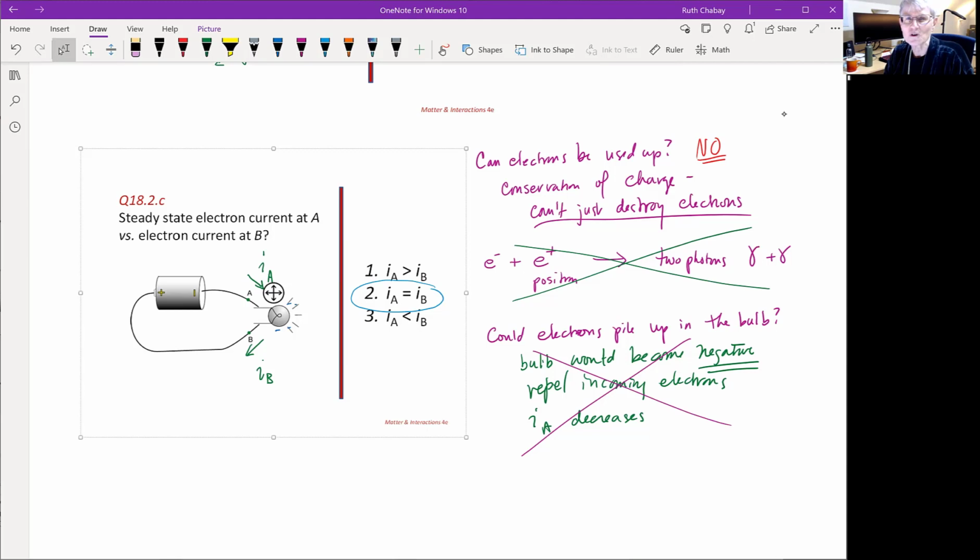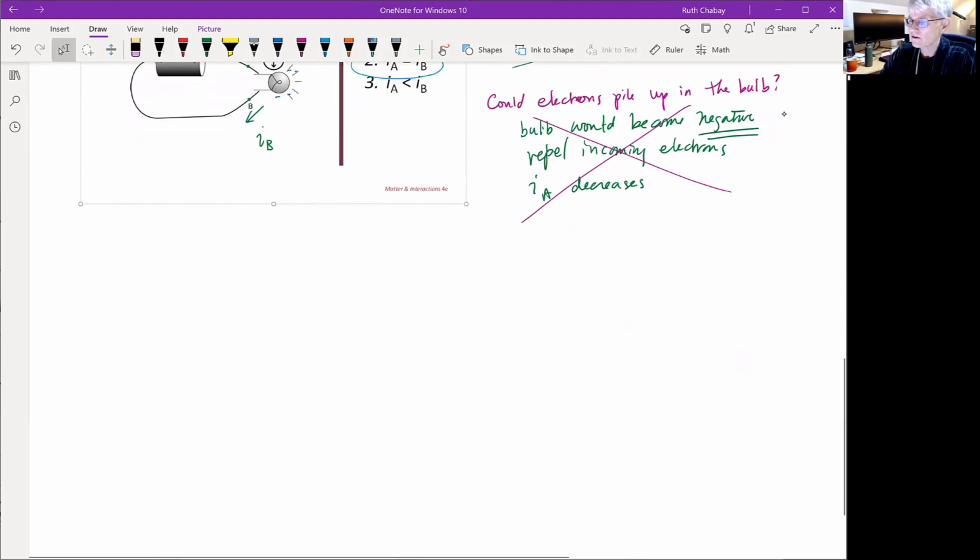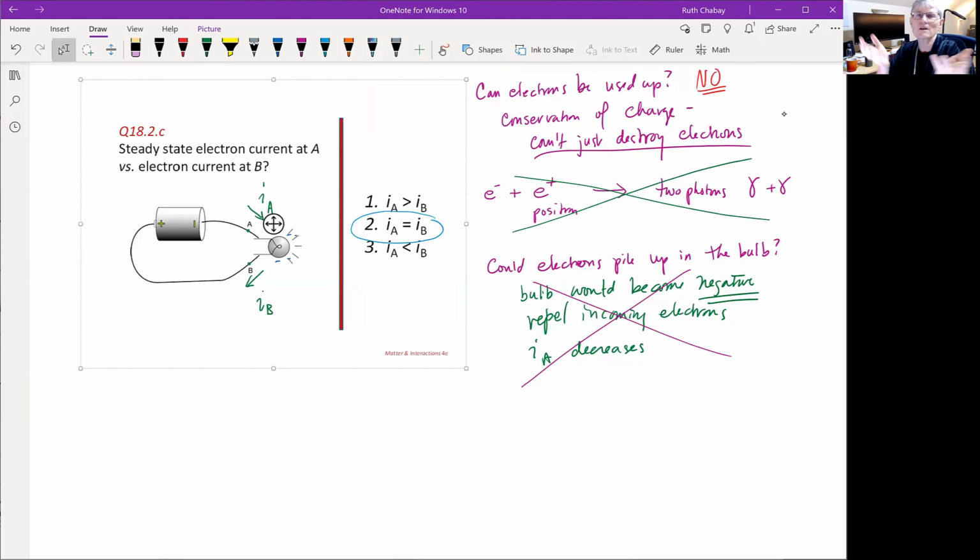So what's happening actually is that it's clear there's something happening in the bulb. And informally we could say that what's being used up in the bulb is actually energy.